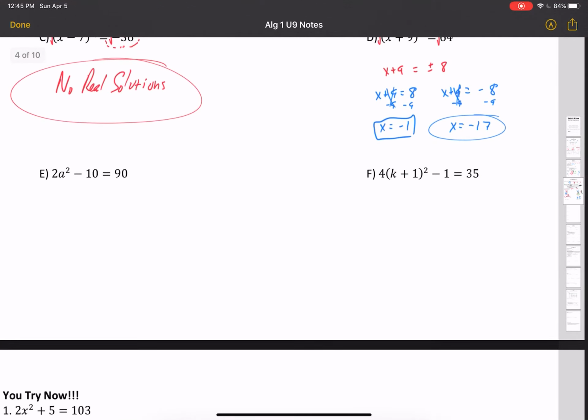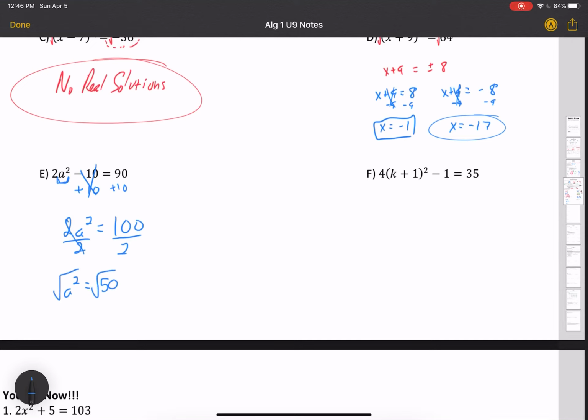E. Let's wrap these 2 up. Okay, so in E, I'm going to add 10 to both sides. So then I get 2a squared, because our end goal is to get a squared by itself. Then I'm going to divide by 2. So then I'm going to get a squared is equal to 50.